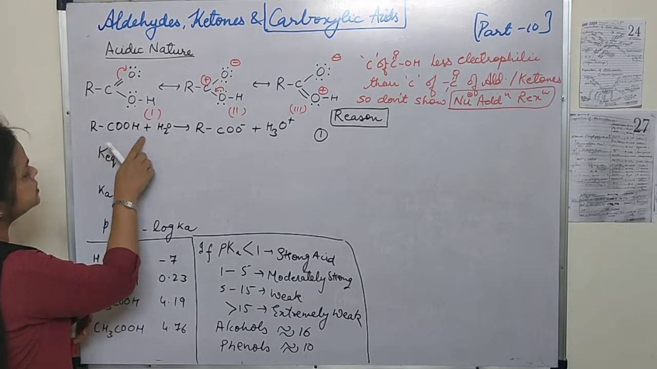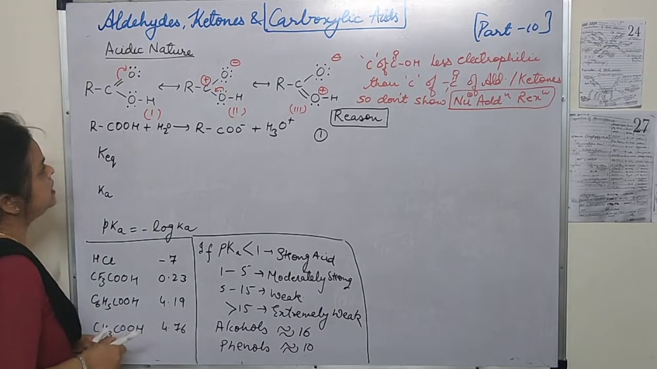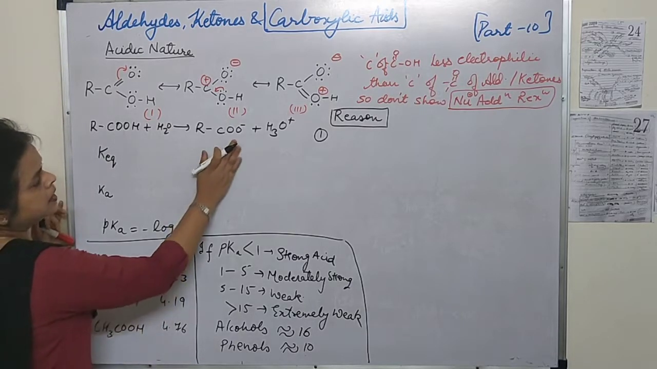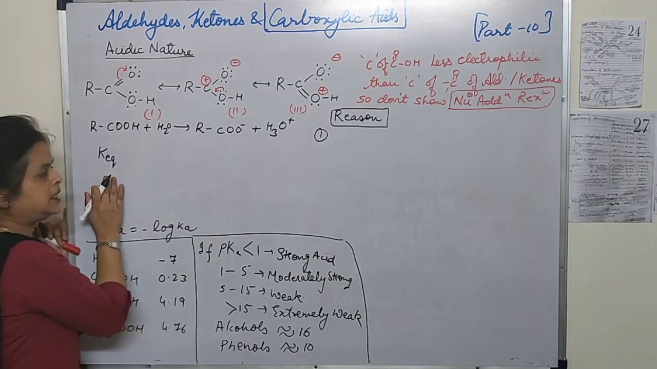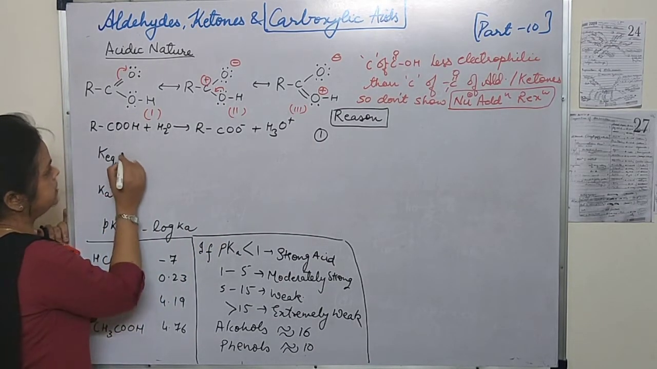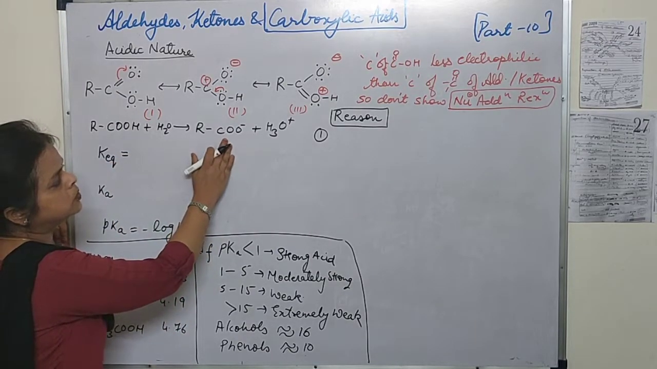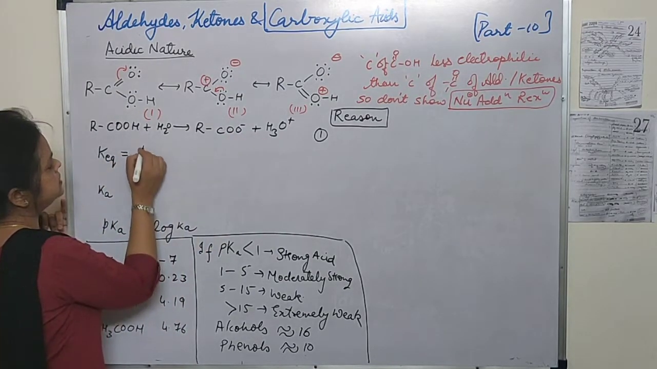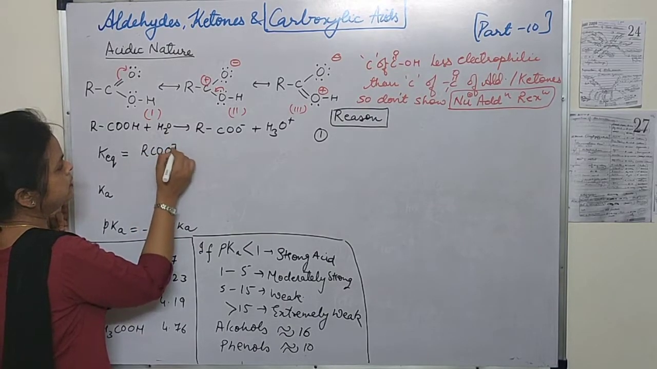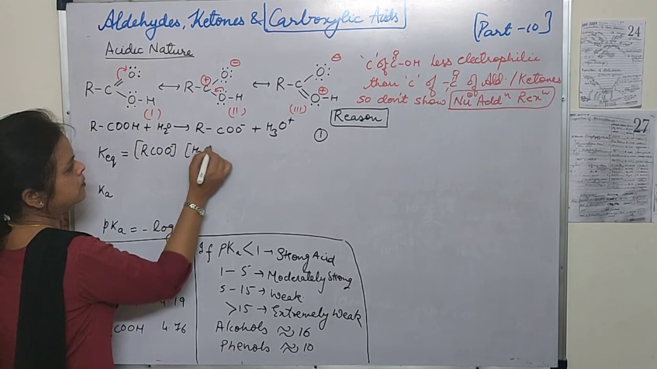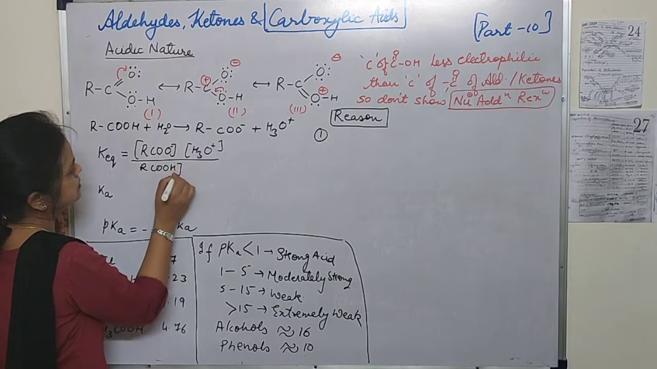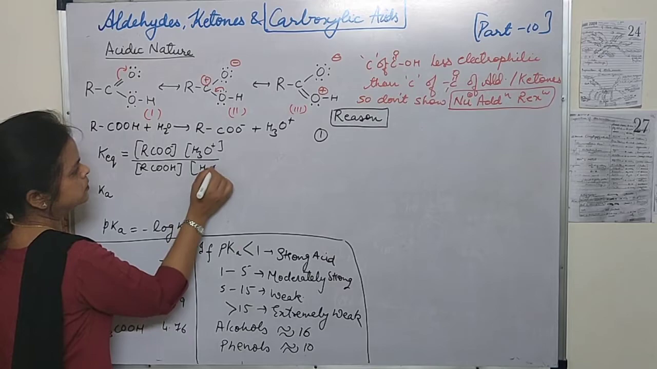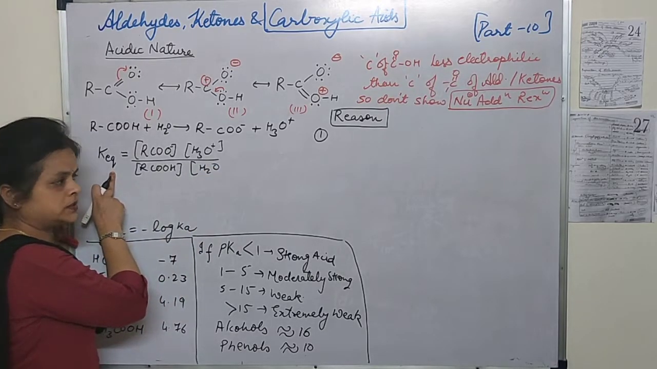Now RCOOH, when dissolved in water, acids in presence of water, give carboxylate ion and the hydronium ion. Now if you are writing the Keq, that is the equilibrium constant, we will write the concentration of the products, that is RCOO negative and H3O positive upon RCOOH and H2O. Okay, this is the equilibrium constant.